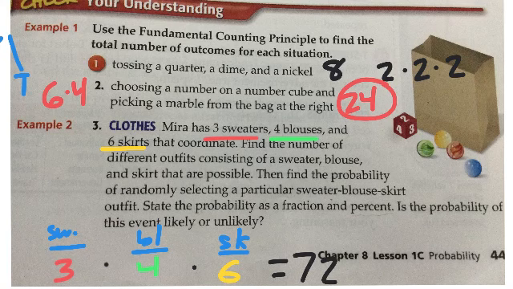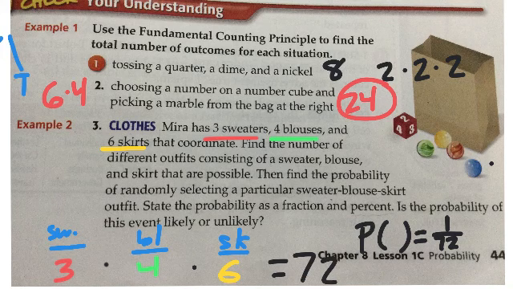Now, it says find the probability of selecting a particular sweater, blouse, and skirt outfit. So that means we want 1 particular sweater, 1 particular blouse, and 1 particular skirt. So the probability of picking that 1 combo would be 1 out of 72. Then it says make this a fraction and a percent. So if I turn that into a percent, 1 divided by 72, and then move the decimal twice, that's 1.39%. Is this likely or unlikely? It's unlikely.